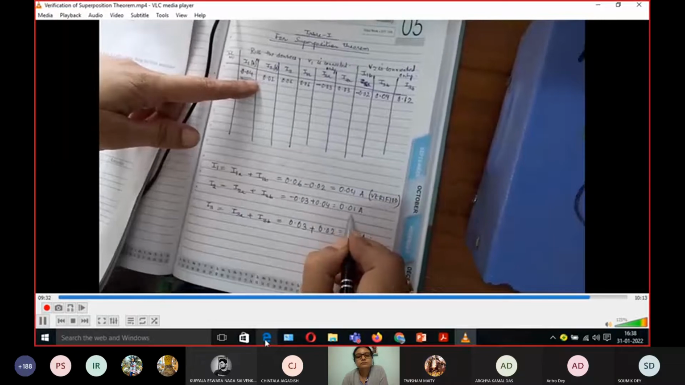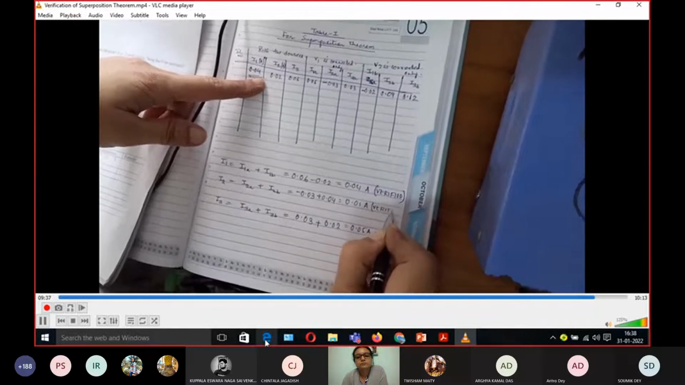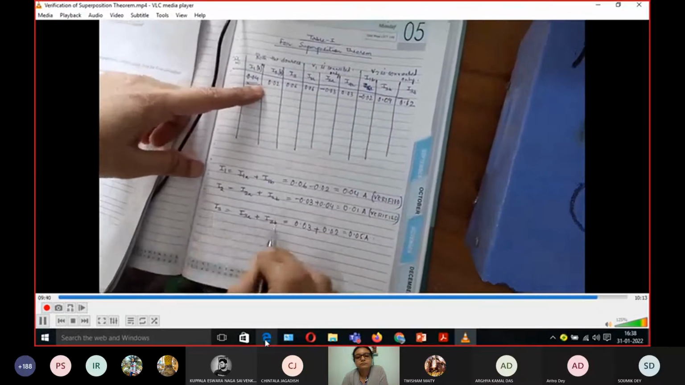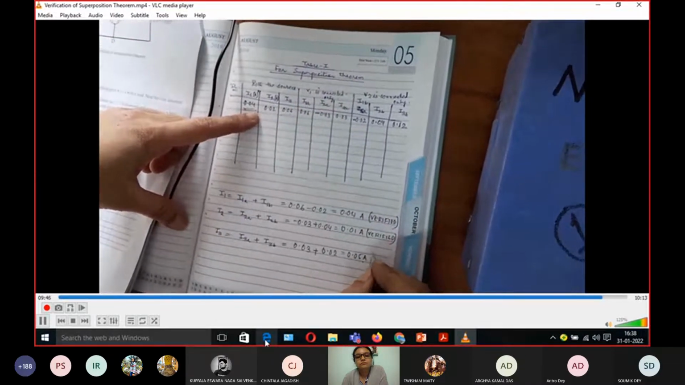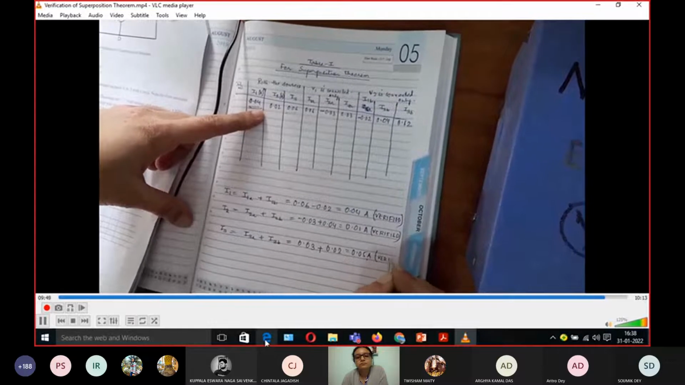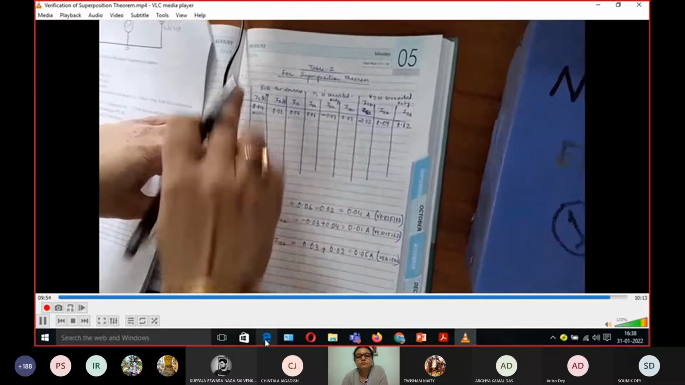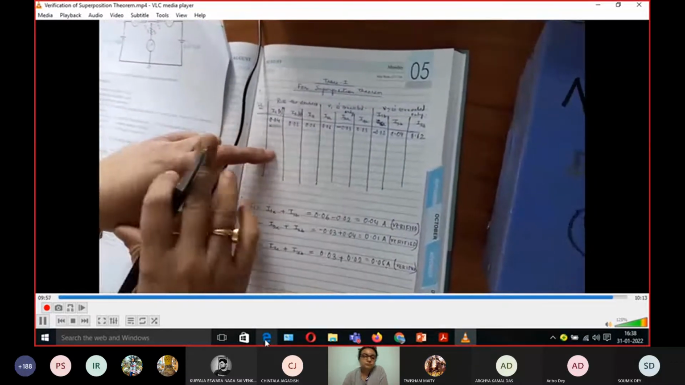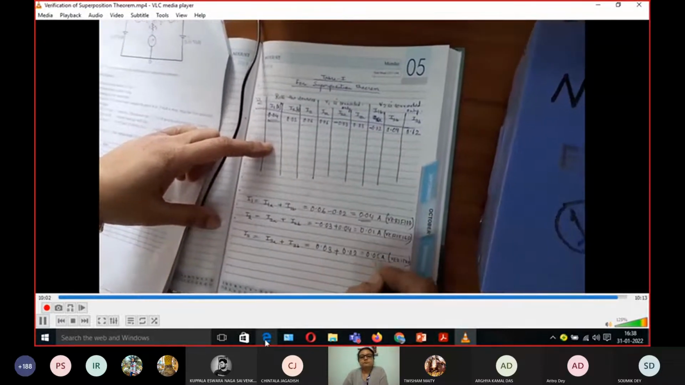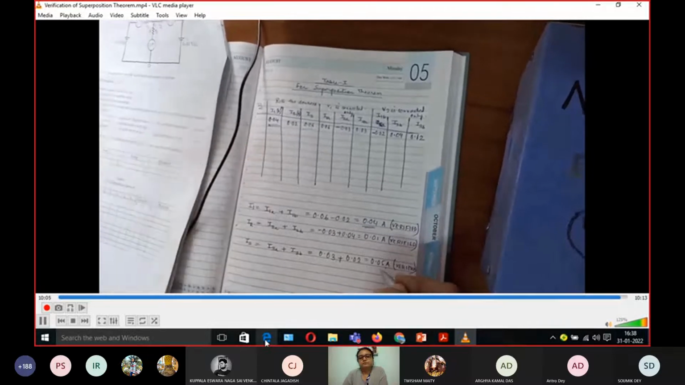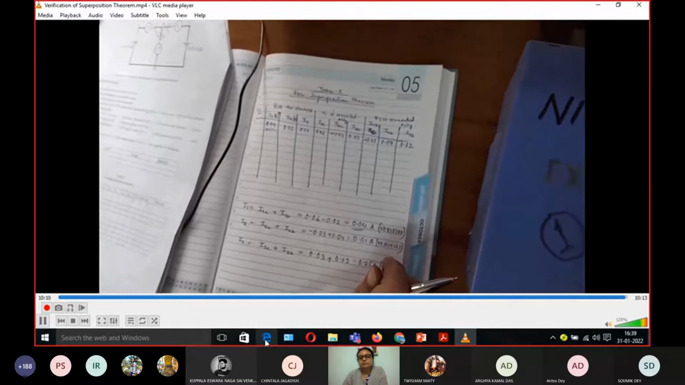I2 is 0.02 and this is 0.01. That means it is close to this. So here also we can write it verified with little error. Similarly, it is 0.05 ampere and here it is found out to be 0.06. So here also these are close to each other. So therefore here also we can write it as verified. So with this experiment we can say that the superposition theorem is verified here perfectly, and in this too with little error. So in a nutshell we can say that the superposition theorem is verified satisfactorily.